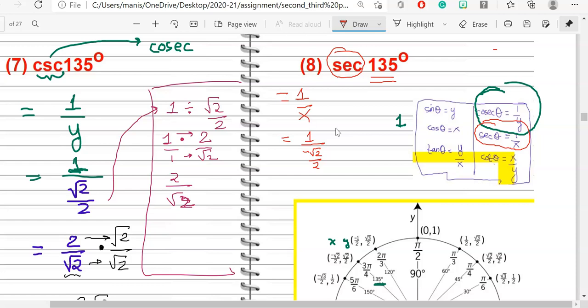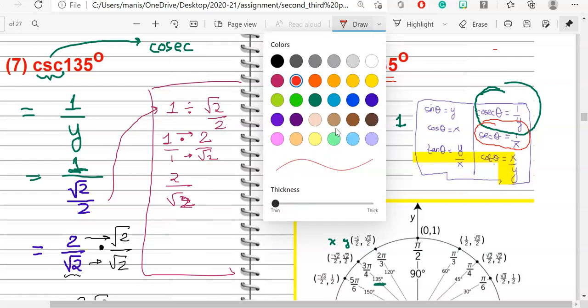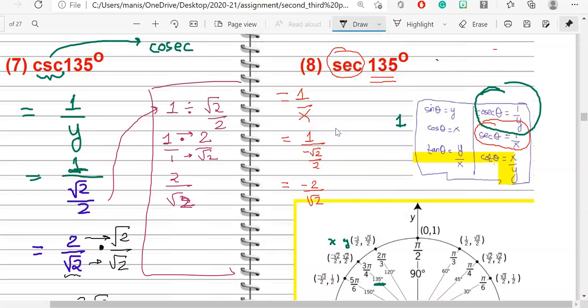I want you to look at this step over here, what I did. My answer was 2 over radical 2. So your answer in this case will be what? Negative 2 over radical 2. Is this the answer? No. Because you have a radical in the denominator, you need to rationalize the denominator.